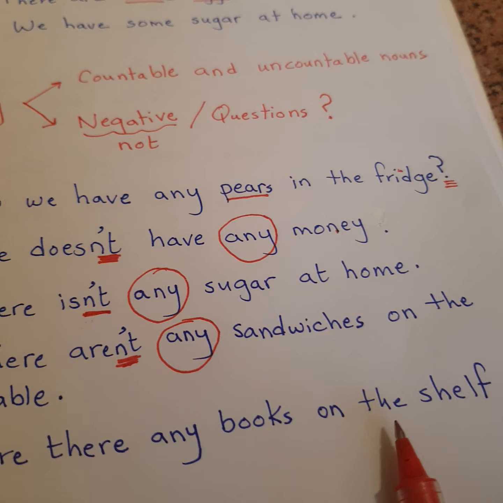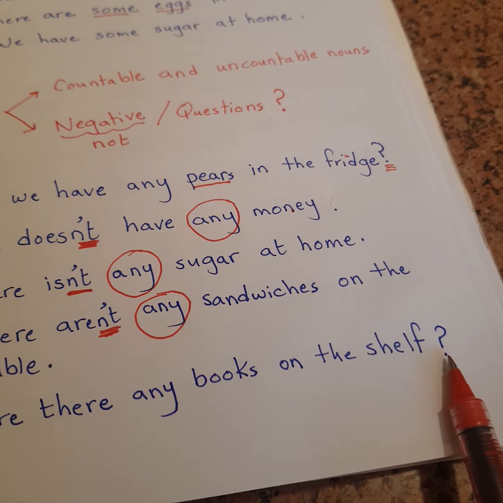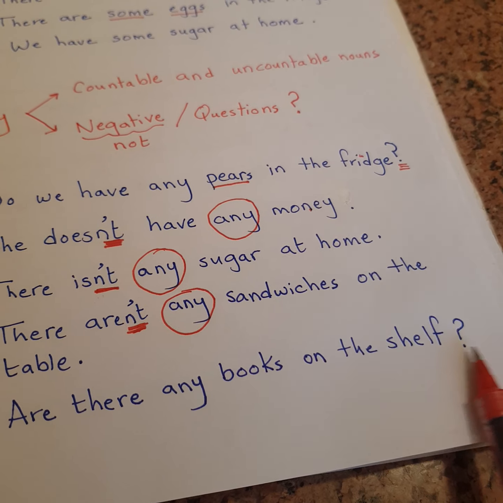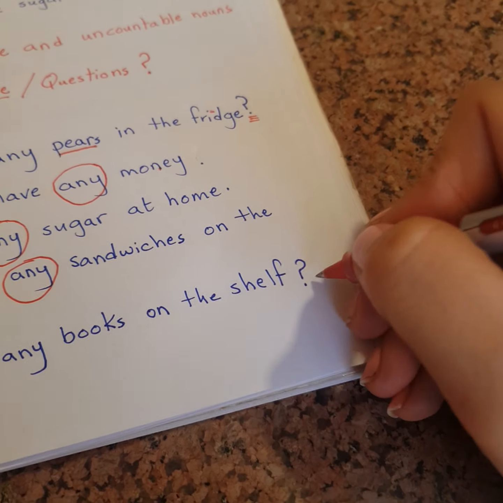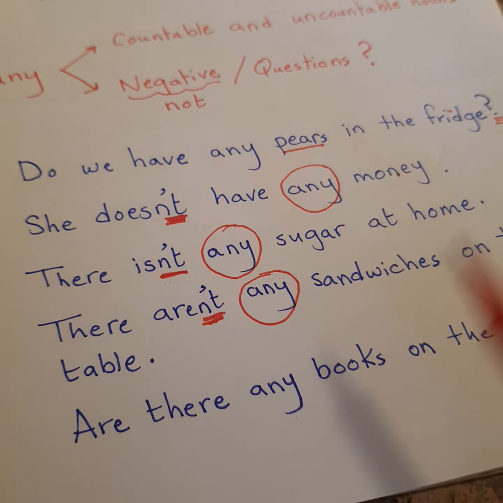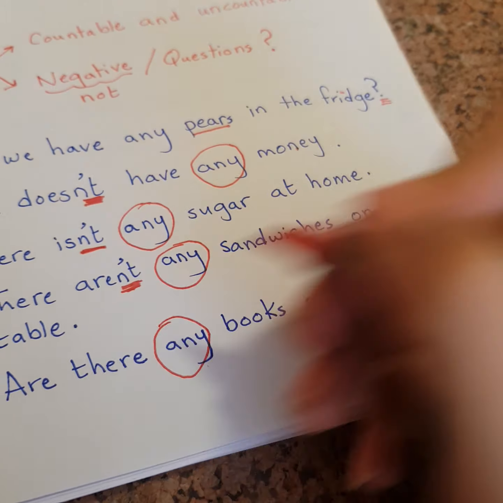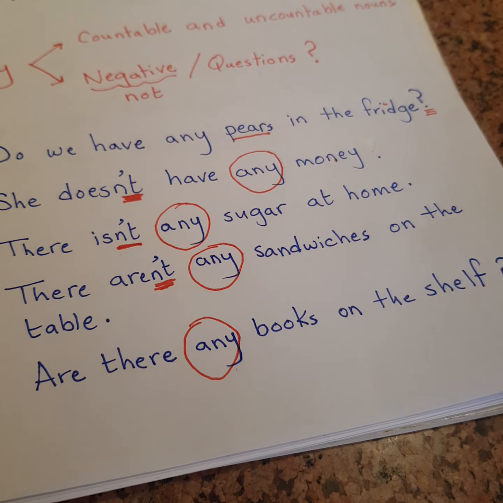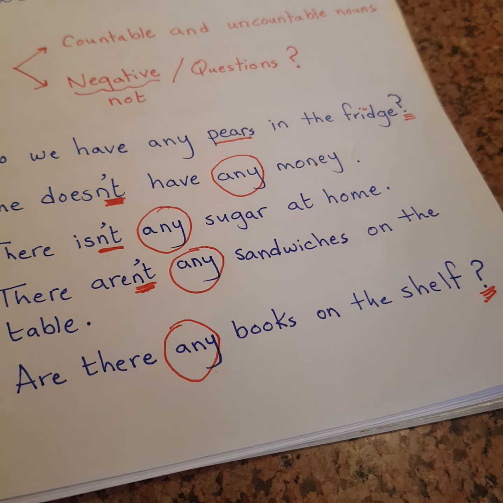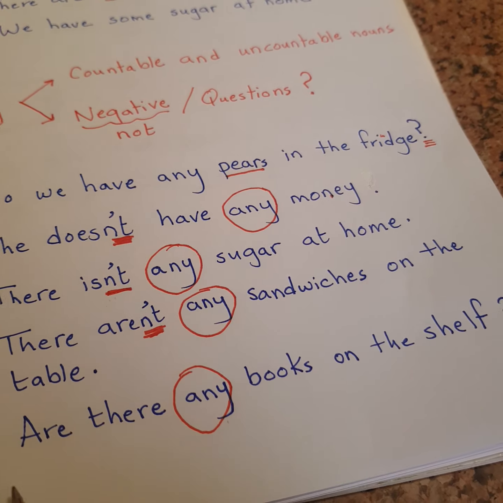Let's look at the last example. Are there any books on the shelf? Here we have a question. So I used any. Are there any books on the shelf? هل يوجد أي كتب على الرف؟ So I used any because it's a question form.